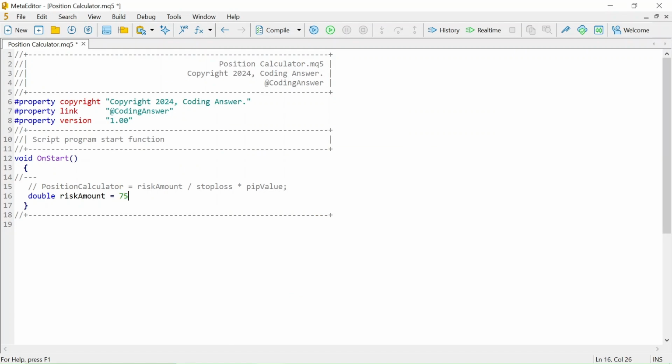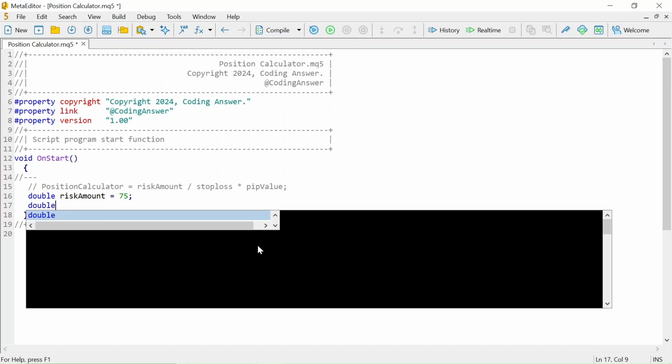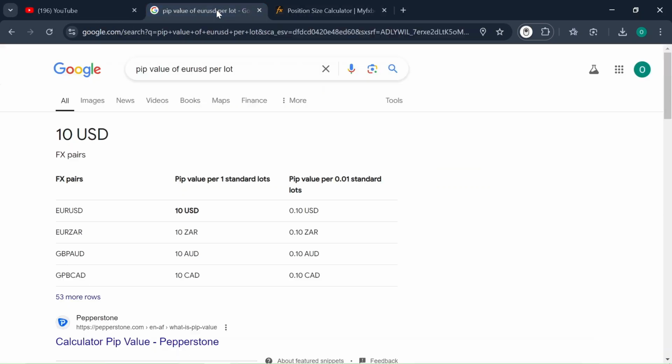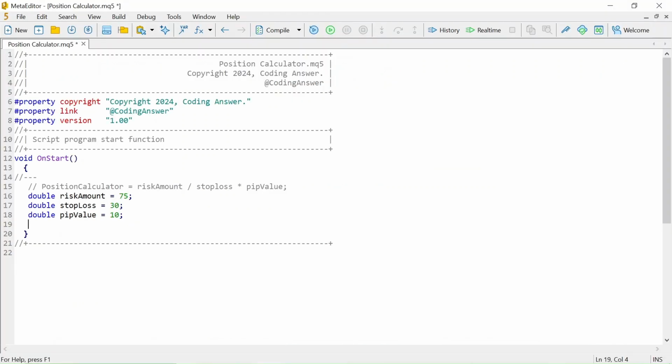So we are risking $75, and double our stop loss is equal to 30 pips, and the pip value is 10. Why is it 10? It's 10 because of this. The pip value of EURUSD per lot is 10.